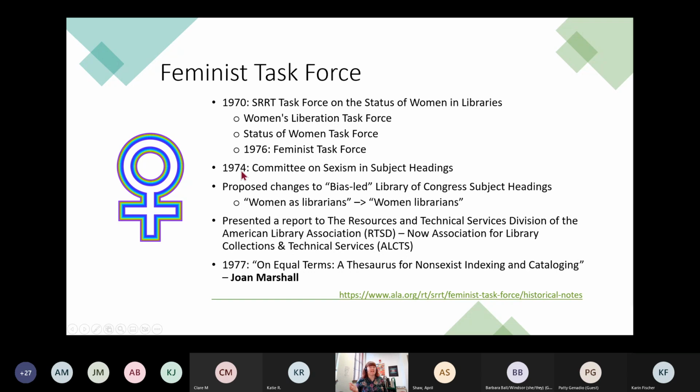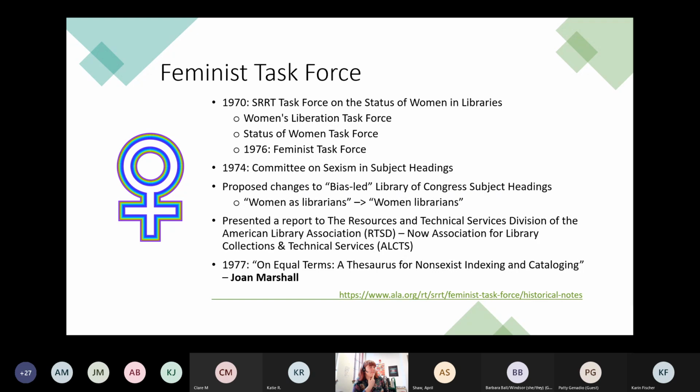And in 1974, they formed a subcommittee that was specifically about sexism in subject headings. They proposed changes to bias-led Library of Congress subject headings. So this is an example, and that would be women as librarians versus saying women librarians. There are a whole slew of places where this particular way of bias-led terminology is still present, but a bunch has been updated and changed as well, where it's like women astronauts instead of women as astronauts. This subcommittee about subject headings presented a report to the Resources and Technical Services Division of the American Library Association, which is now known as the Association for Library Collections and Technical Services. I think there's more on that report potentially in the next slide.